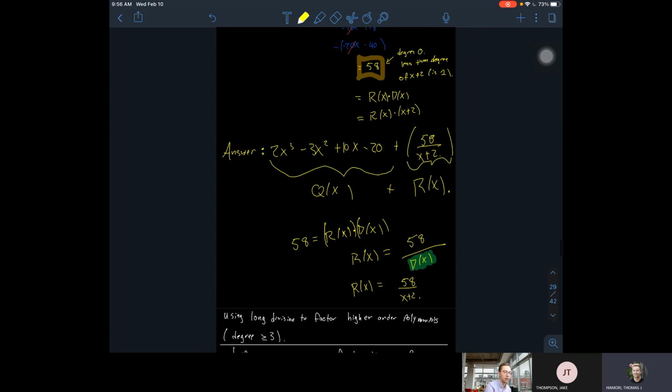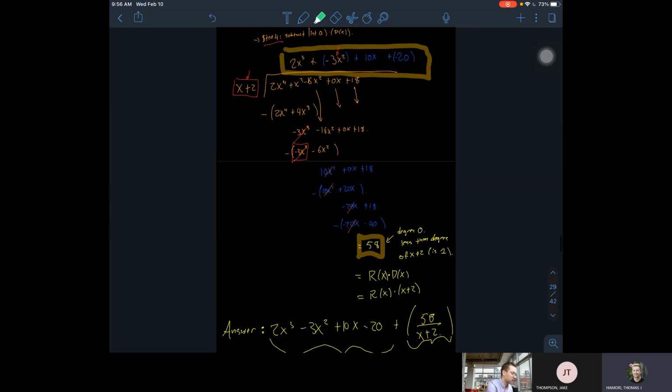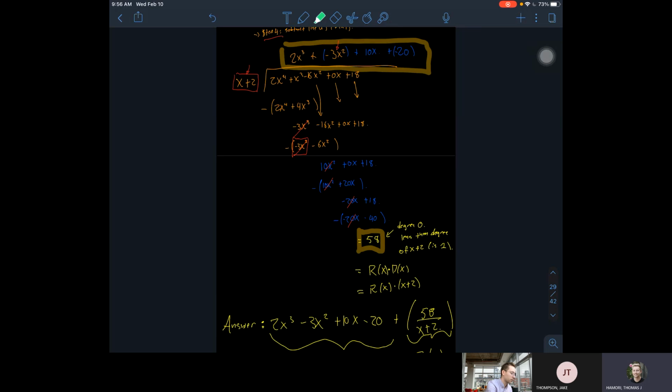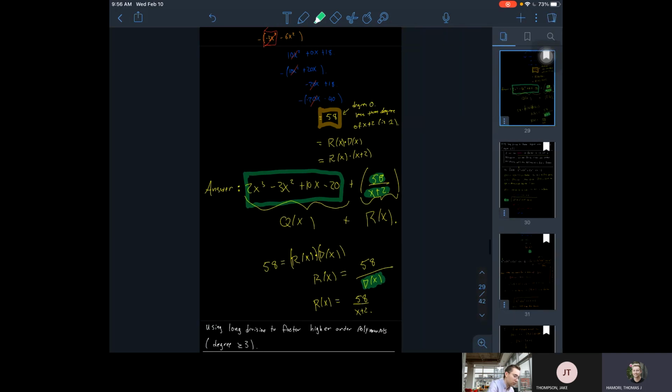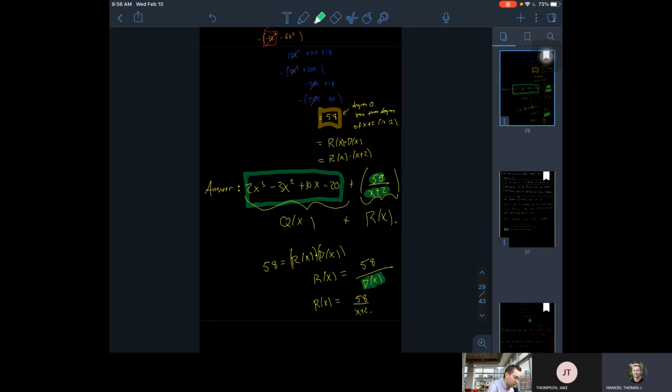Okay, so here's what's happening. Basically, we divided out x plus 2 from this long polynomial as much as we possibly could, and we call that bit q of x. And then whatever we have left over, we just keep it over x plus 2. Okay, so let me explain really fast why that's true.